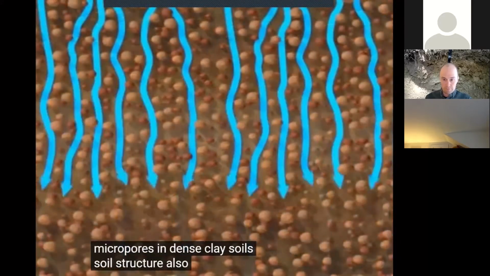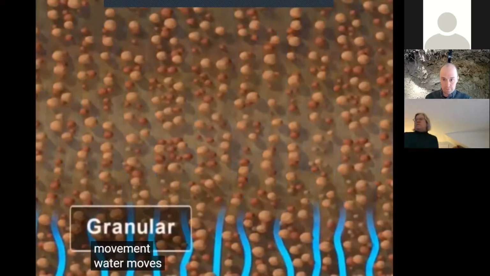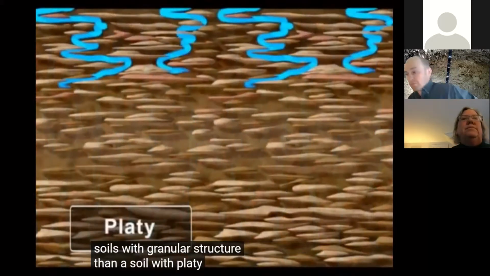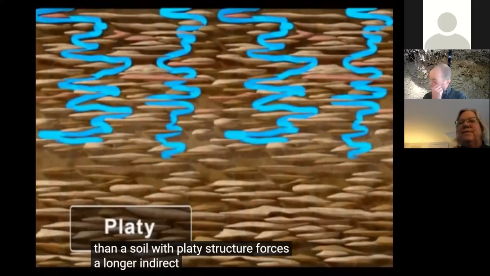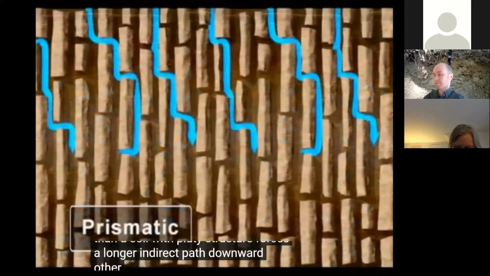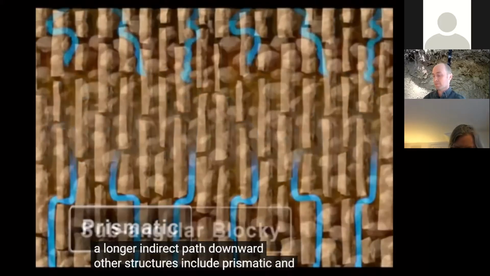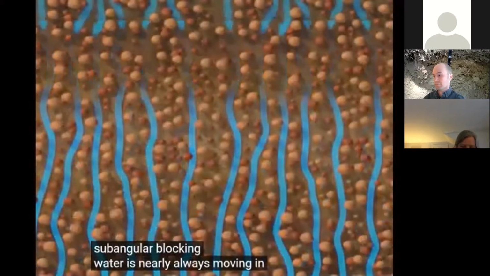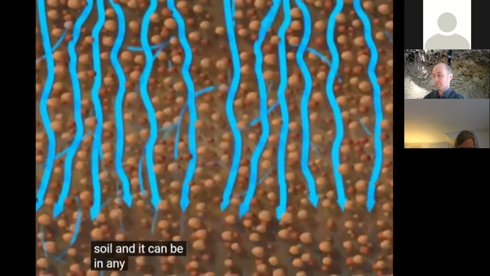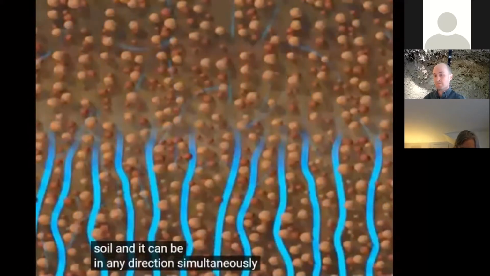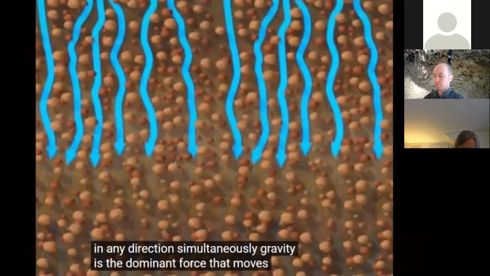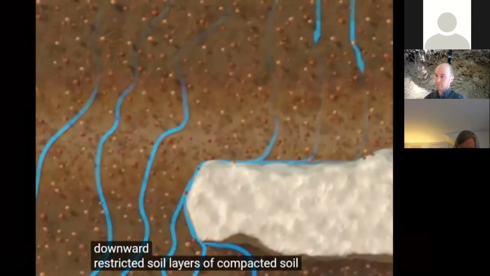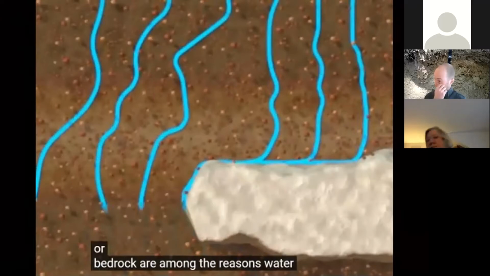Soil structure also impacts water movement. Water moves more quickly downward in soils with granular structure than a soil with platy structure that forces a longer indirect path downward. Other structures include prismatic and subangular blocking. Water is nearly always moving in the soil, and it can be in any direction simultaneously. Gravity is the dominant force that moves water downward. Restricted soil layers of compacted soil or bedrock are among the reasons water moves laterally.